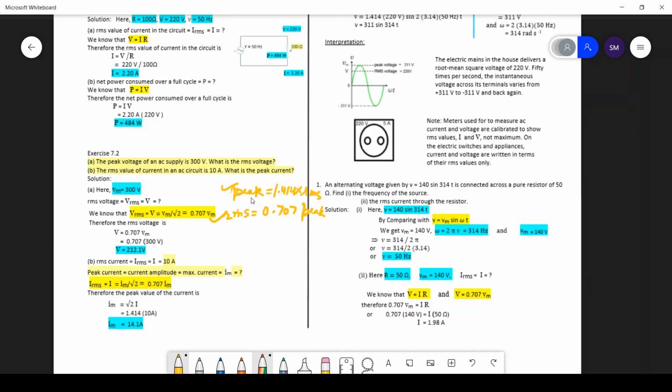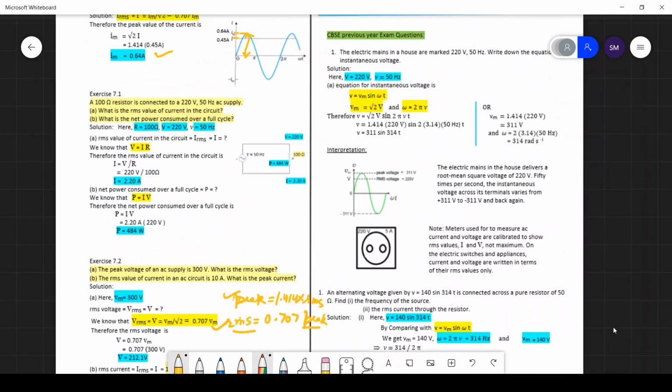So you want to find out peak, multiply RMS with 1.414. Peak means maximum, so you will get more value than RMS. You are multiplying with 1.4. And if you want to find out RMS value, you are multiplying peak with a number less than 1. So RMS will definitely be lesser. So these are the things that you need to keep in your mind.